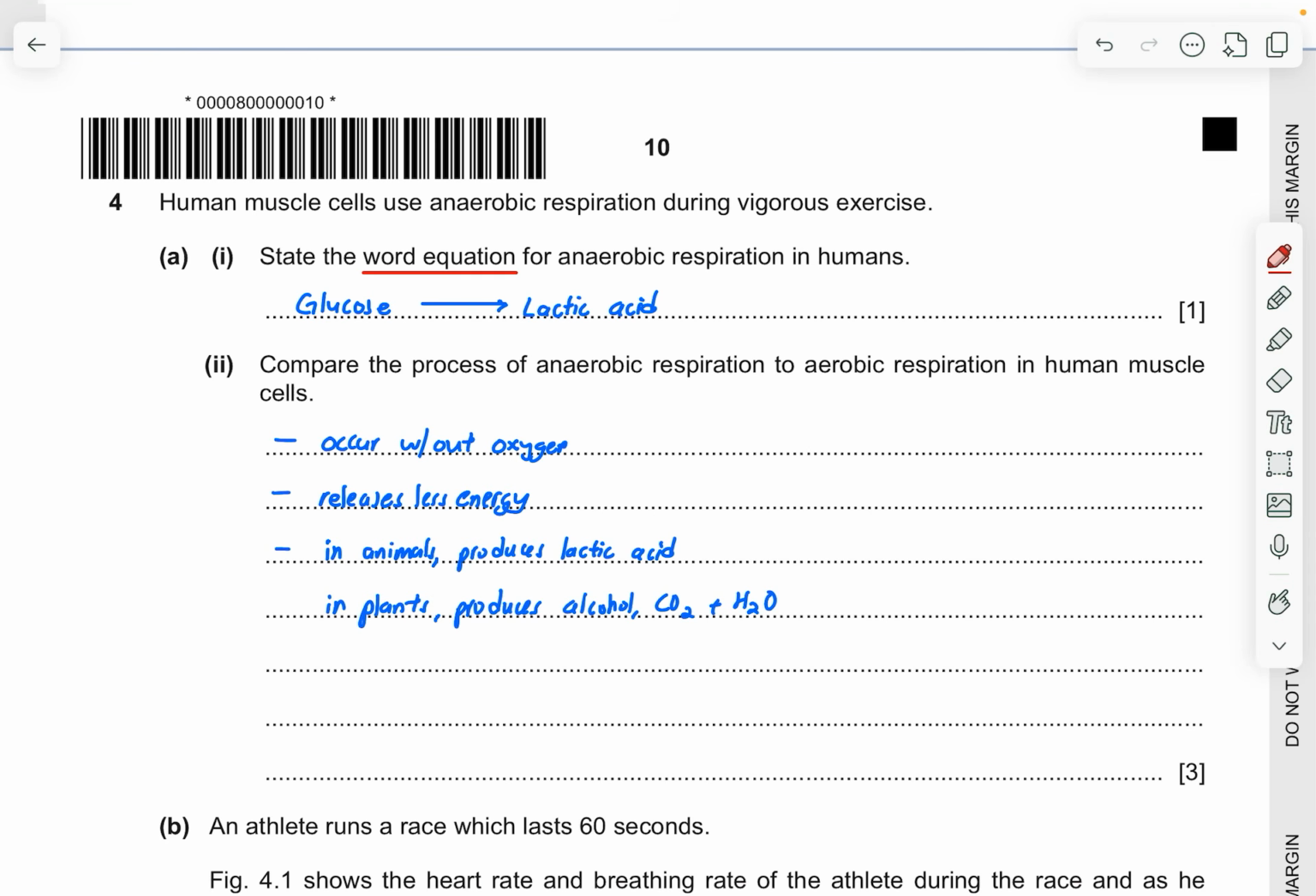Okay. So part 2, compare the process of anaerobic to aerobic respiration in human muscle cells. So use anaerobic respiration as a starting point. So anaerobic, they do not use oxygen. They release less energy. In animals, they will produce lactic acid, and in plants, they produce alcohol, CO2, and H2O. That's it.